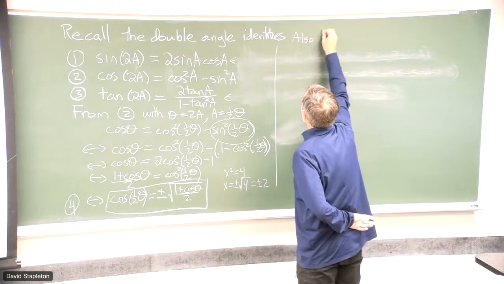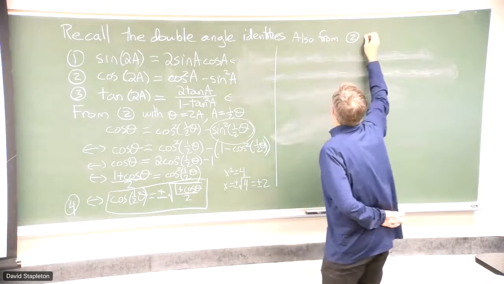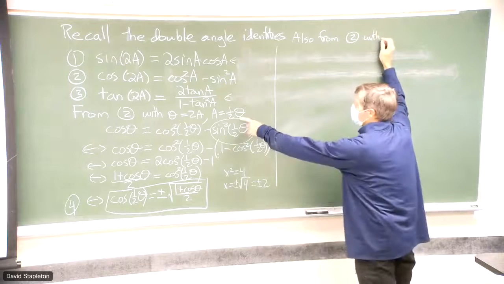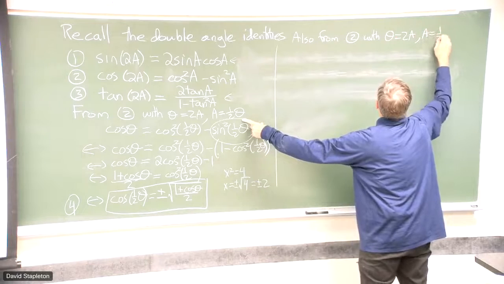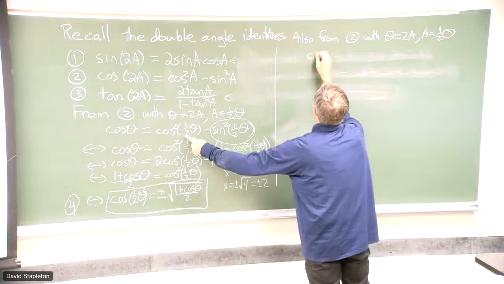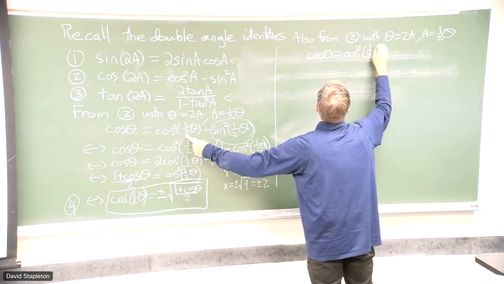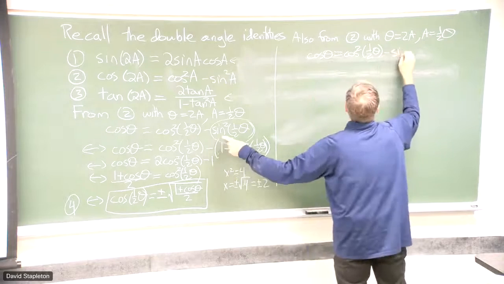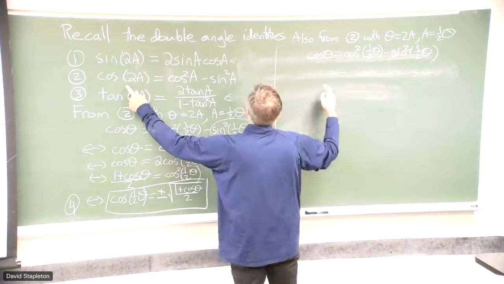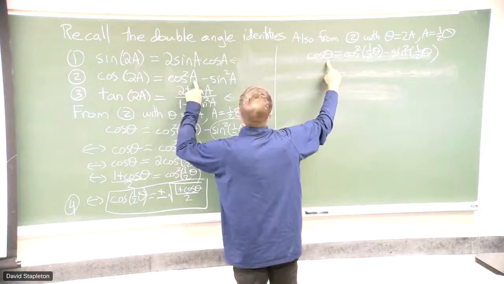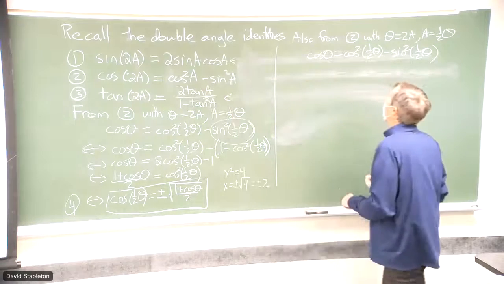Well, we'll say also from equation 2, just like we had here, theta equals 2a and a equals 1/2 theta. Let's write just what we did before, the same thing right here. Cosine theta equals cosine squared 1/2 theta minus sine squared 1/2 theta. In other words, we went back to equation 2, and again, I put 2a equals theta, there's cosine theta, and a equals 1/2 theta, and then cosine squared minus sine squared 1/2 theta, right?